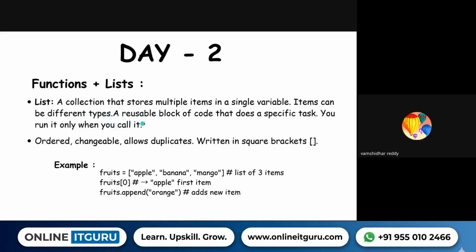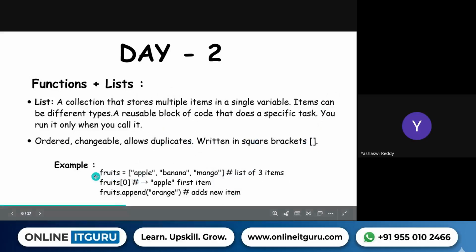So, a list is like a bag or container in which we can put different items, but they have to be placed in a particular order. The list should be in order. It is ordered and changeable, and it also allows duplicates. Okay. A list allows duplicates. It is written in square brackets.